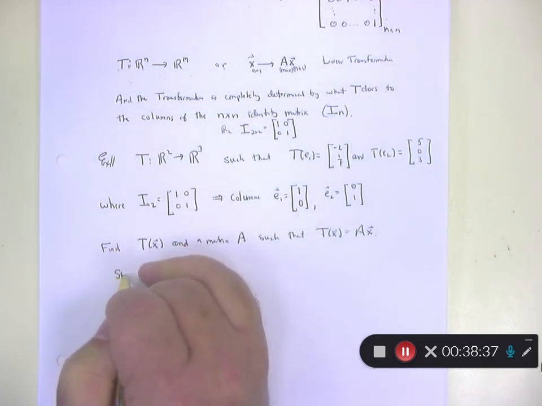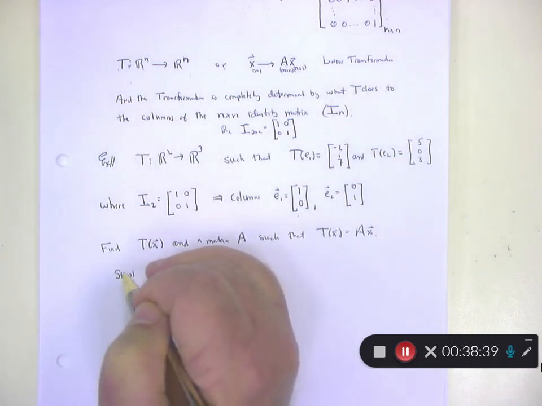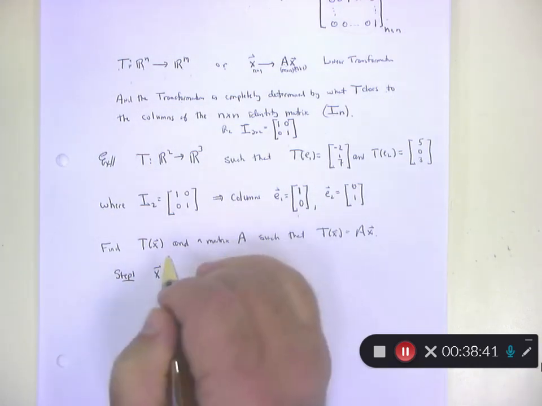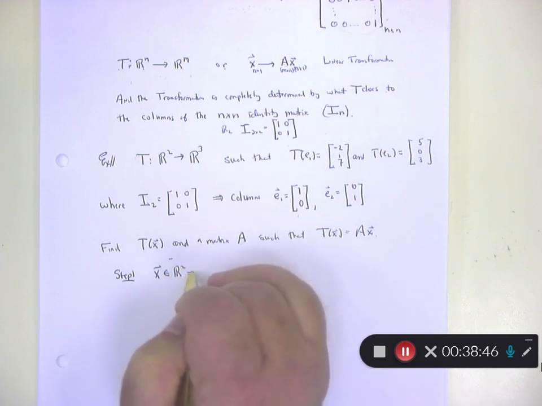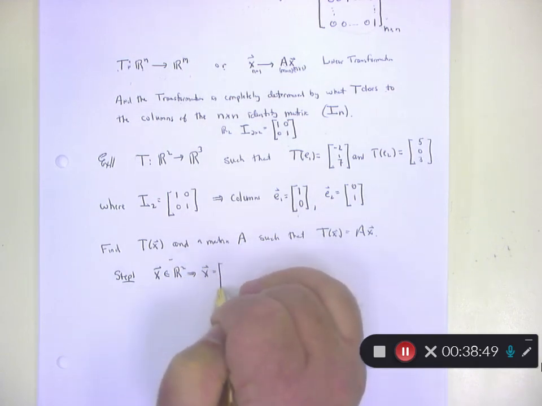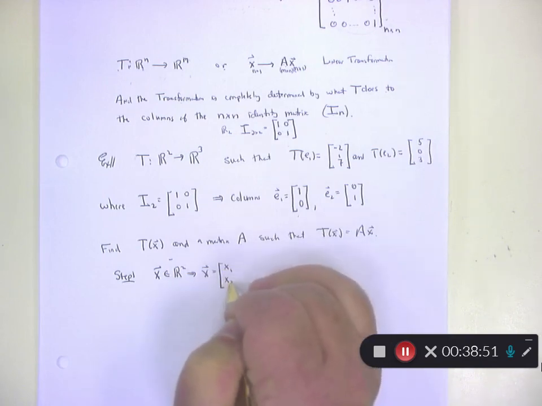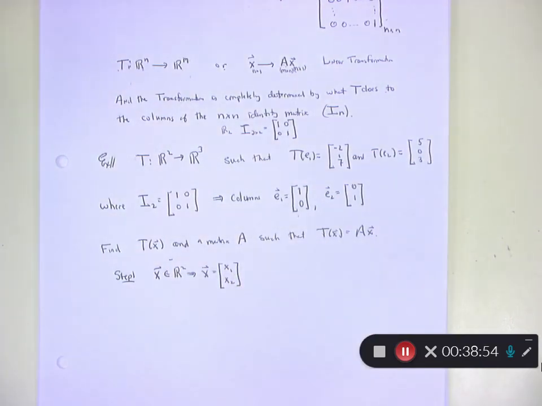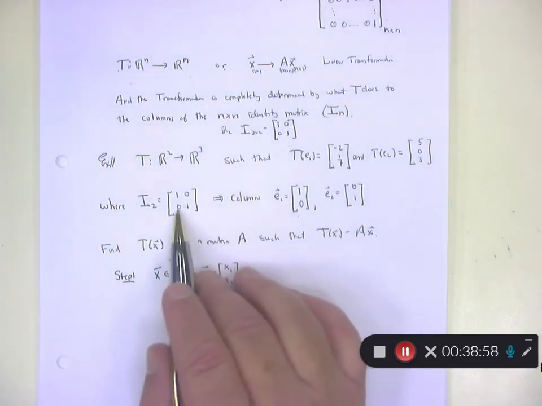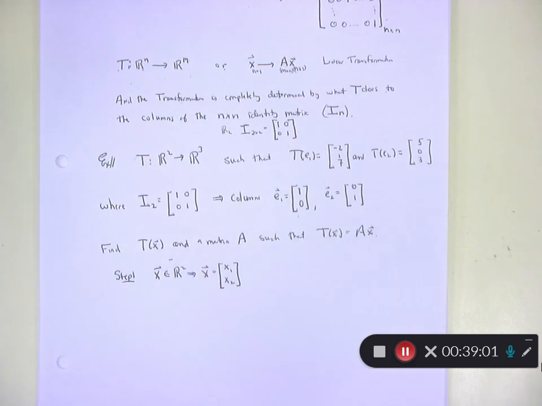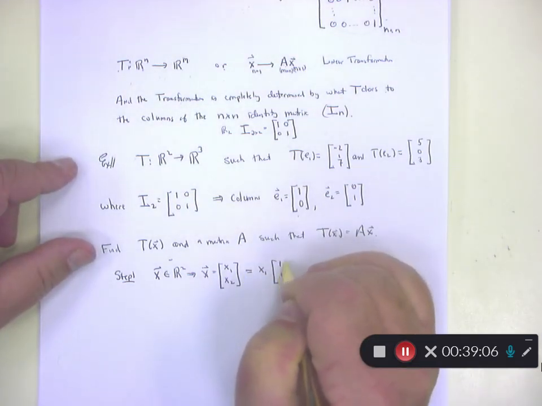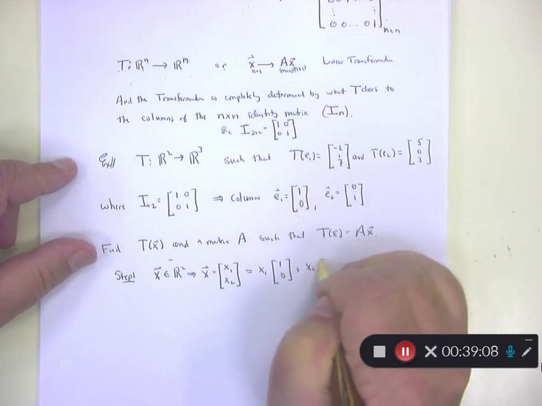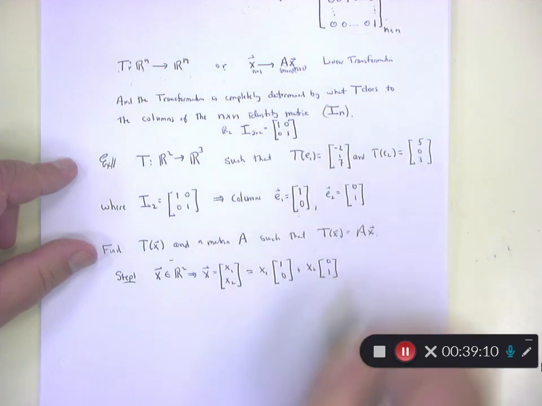Step 1. Okay? Let's talk about an arbitrary x vector. Now, we're talking about this guy as an element of R2, which means my x vector is going to have to be two-dimensional. We'll just call him x1, x2. Does that make sense? But I want to write him as a linear combination of the column vectors of the identity matrix. So this would be equal to x1 times (1, 0) plus x2 times (0, 1).